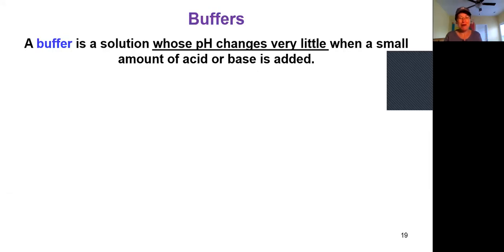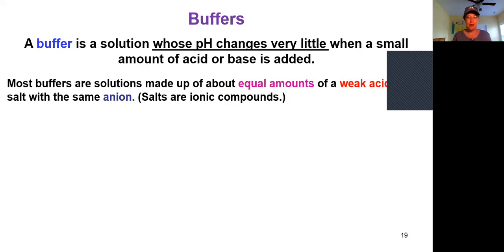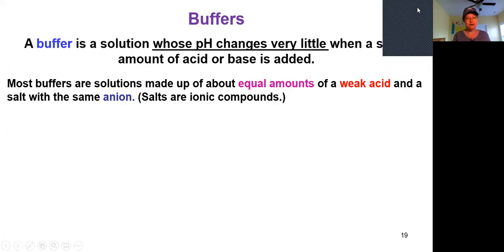Welcome back. Let's talk about buffers. A buffer is a solution whose pH changes very little when a small amount of acid or base is added. Most buffer solutions are made up of about equal amounts of a weak acid and a salt with the same anion. As a reminder, the salts are ionic compounds.